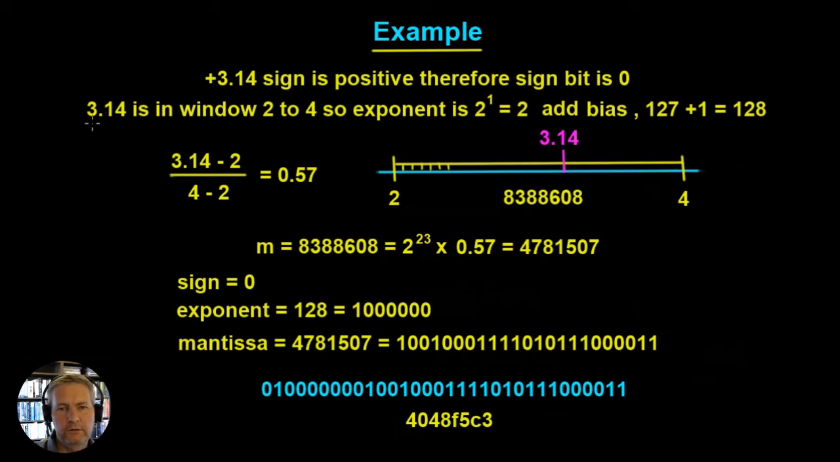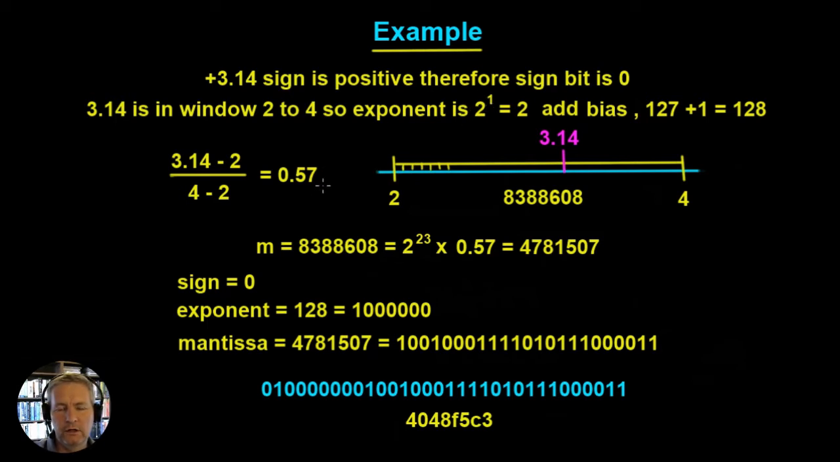The second part is looking at the exponent, but now we're looking at the exponent in terms of a window, and we're looking to find out what power of 2 does 3.14 lie between. So it's going to lie between the values 2 and 4. So that's going to be 2 to the power of 1 and 2 to the power of 2. So what we do is we take the lower value, so it's going to be 2 to the power of 1. So the exponent is actually going to be the value 2 to the power of 1.